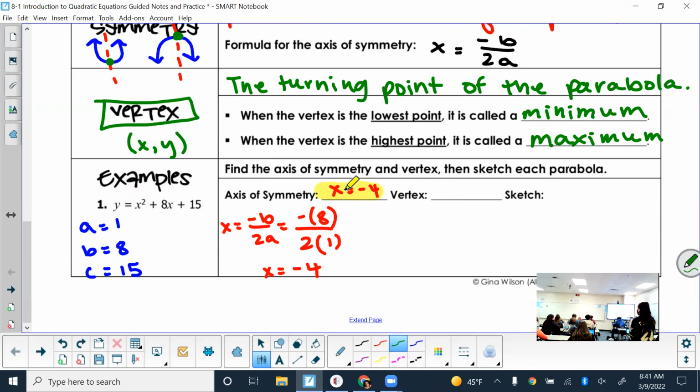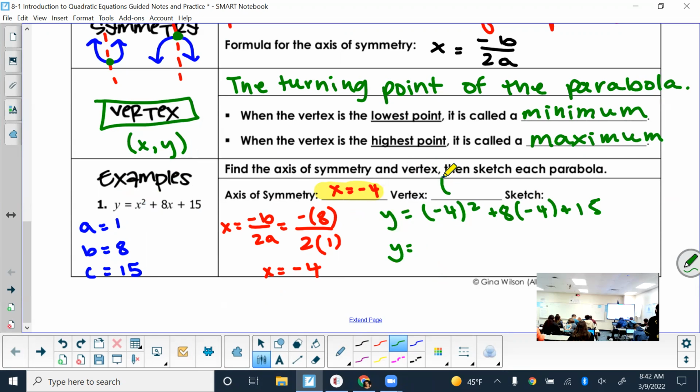Good. Substitute the -4 for the x. We just found out what x equals. So if I plug it into my given equation, again, when you plug stuff in, use parentheses. So I get y equals (-4)² plus 8 times (-4) plus 15. Then I can find the y value of my vertex.